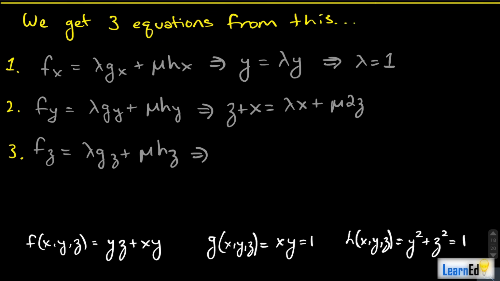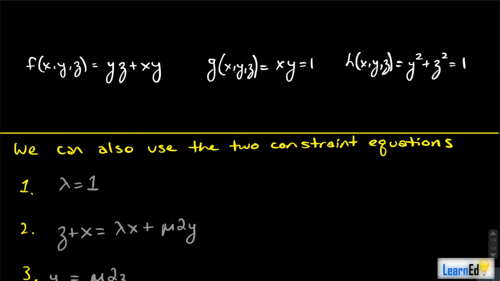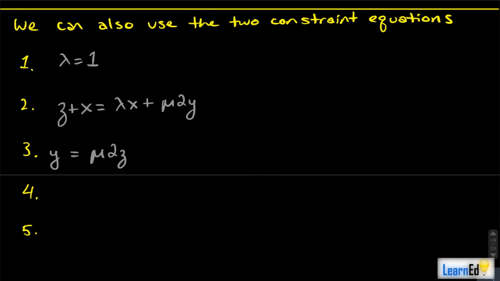Okay, then we have our last one. We have the partial of f with respect to z is y. We have that this is equal to lambda times g_z, which is 0, so this lambda will just go away. And then we have mu times h_z, which is 2z. I apologize, I think I made a mistake. With respect to y, this is not 2z. This is 2y.